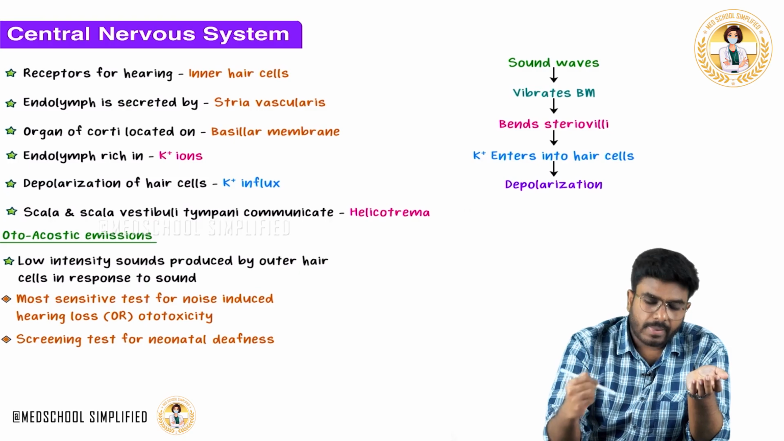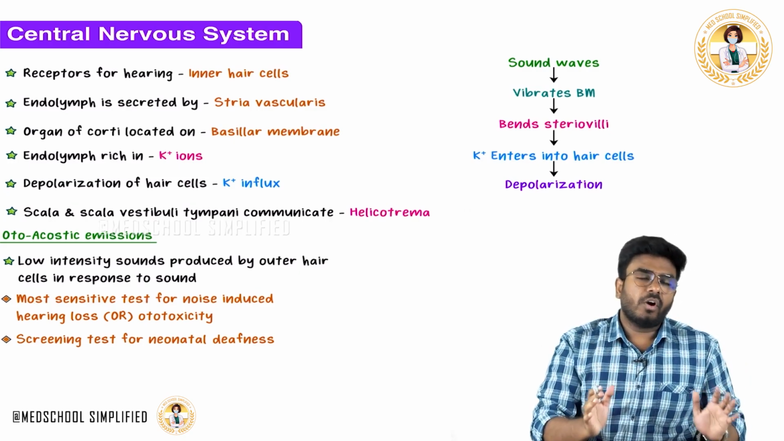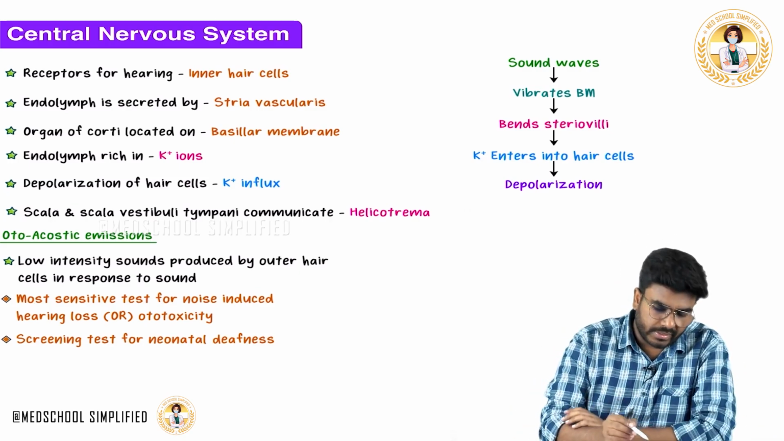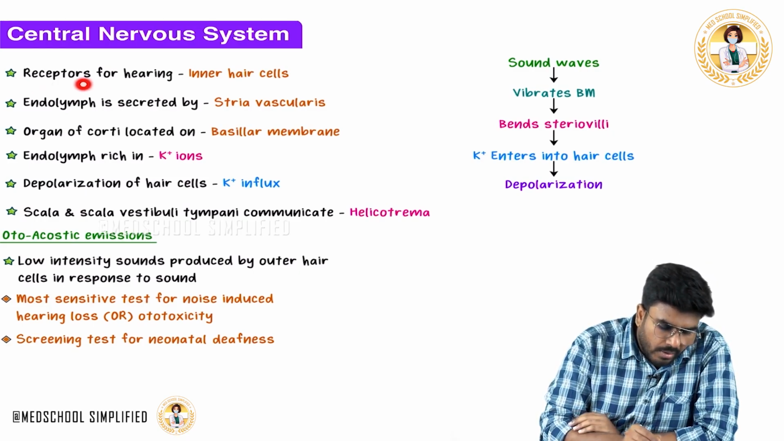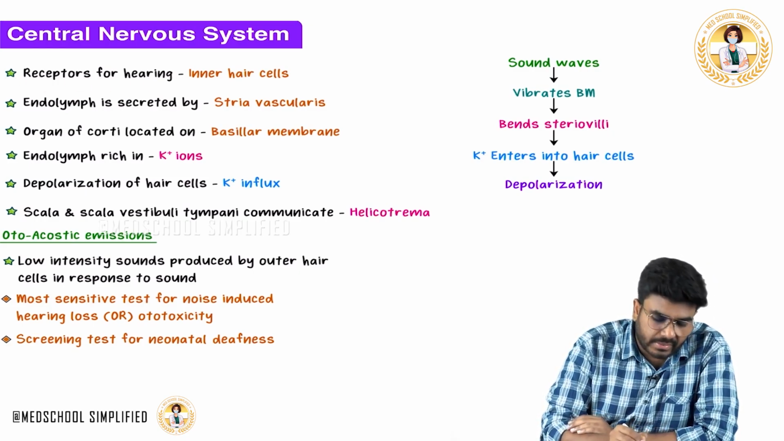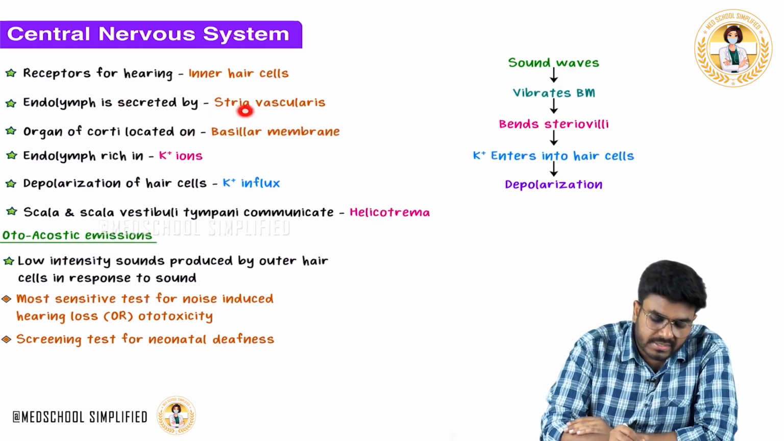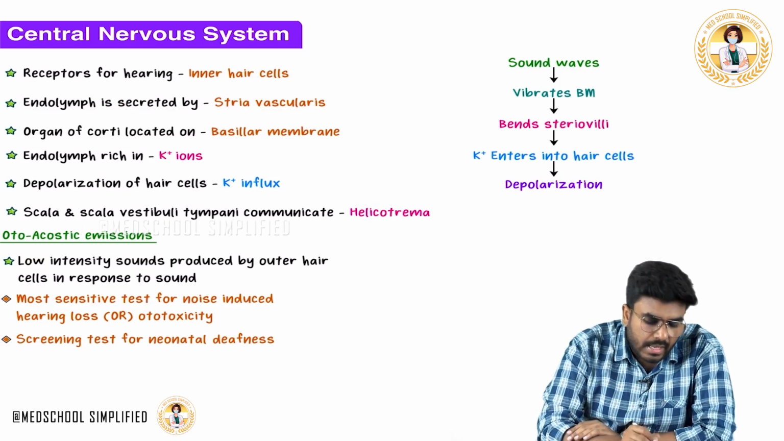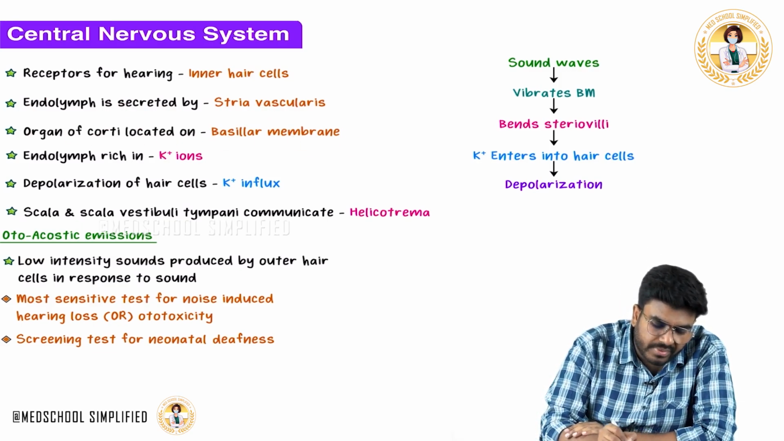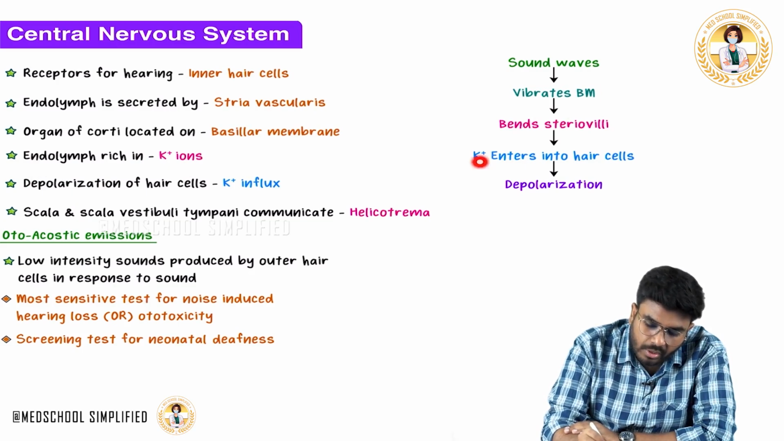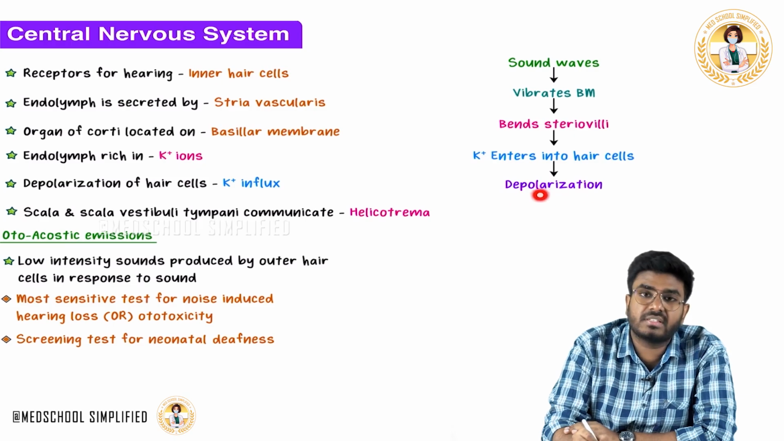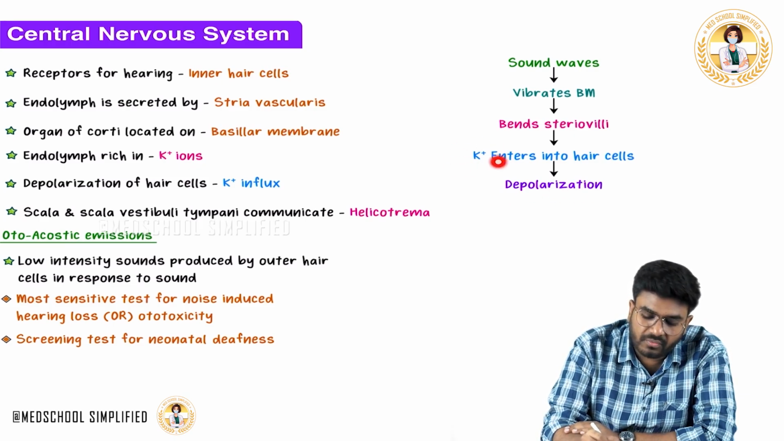Now let's sum up what we have discussed. Receptors of hearing are what? Receptors of hearing are inner hair cells. Endolymph is secreted by a structure called the stria vascularis. Organ of Corti is located on which membrane? The basilar membrane. Endolymph is rich in which ions? Potassium ions. And depolarization of the hair cells is due to entry, or influx, of potassium.